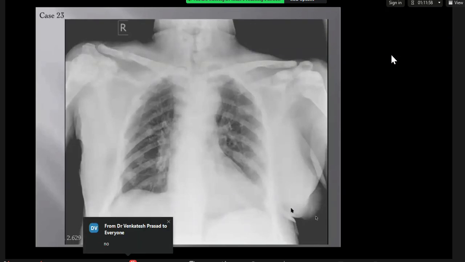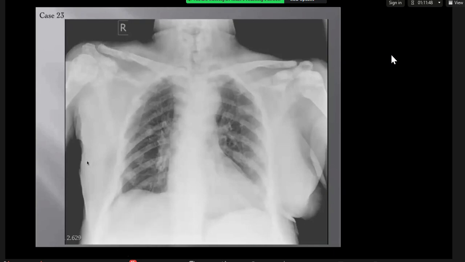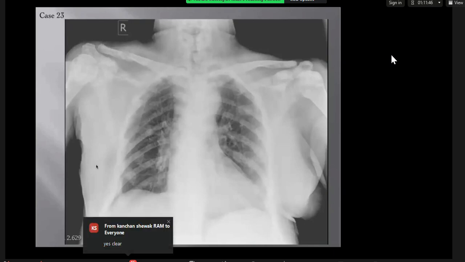Okay. So there's a breast mass on the left side. So this is a female patient with metastatic bone and lung lesions, with a pathological fracture of the right clavicle.